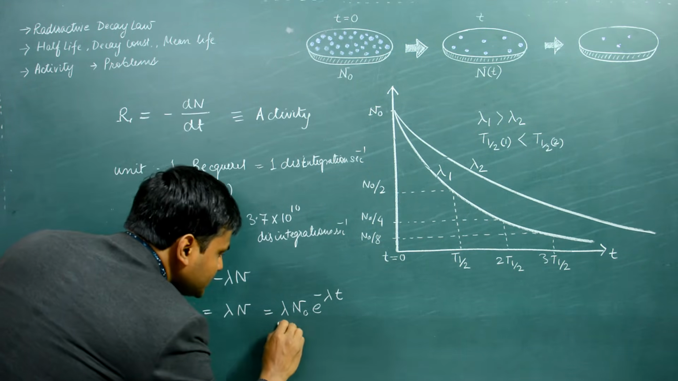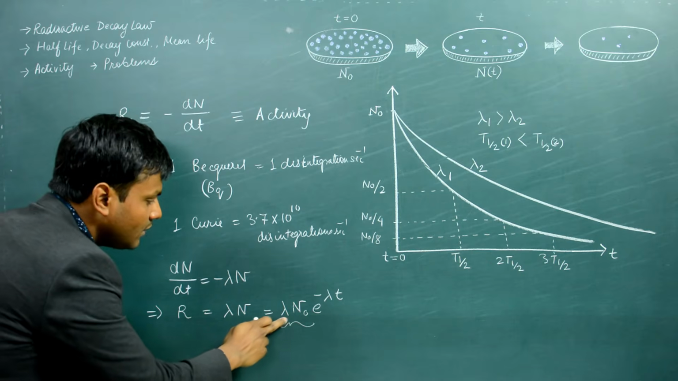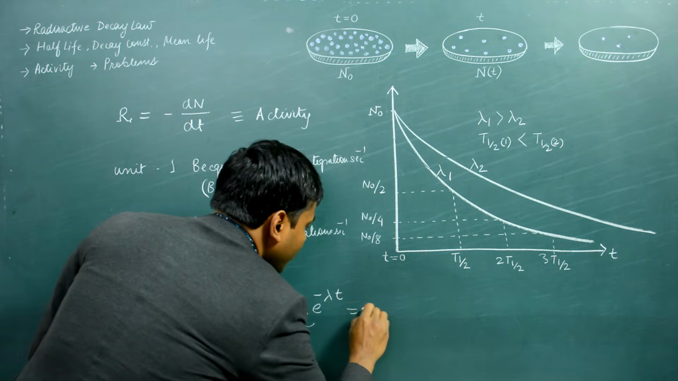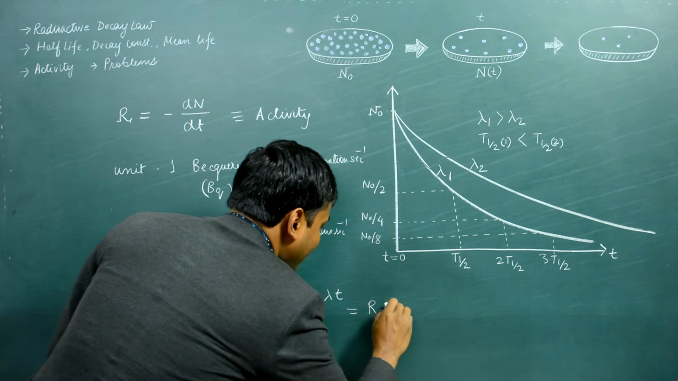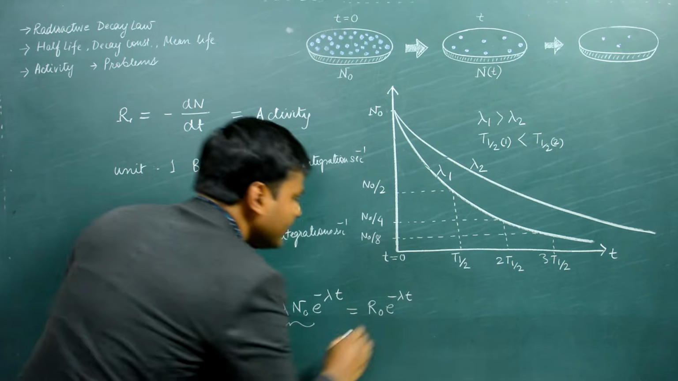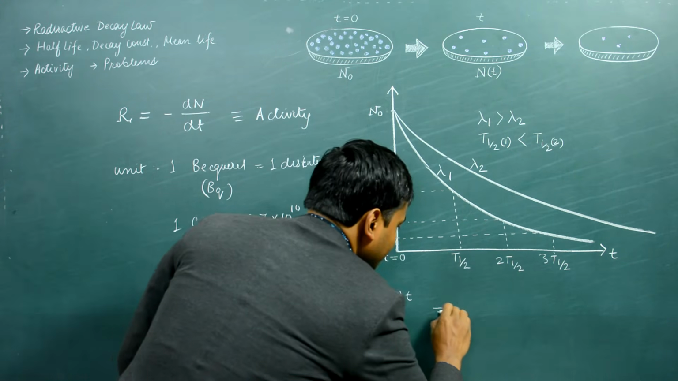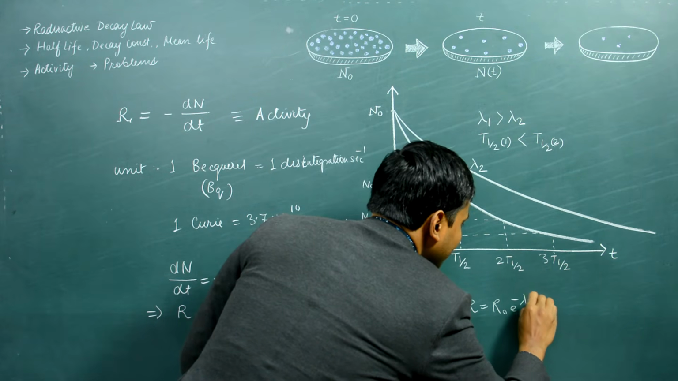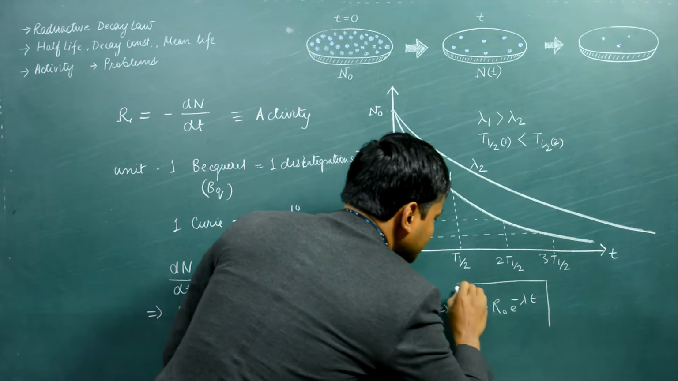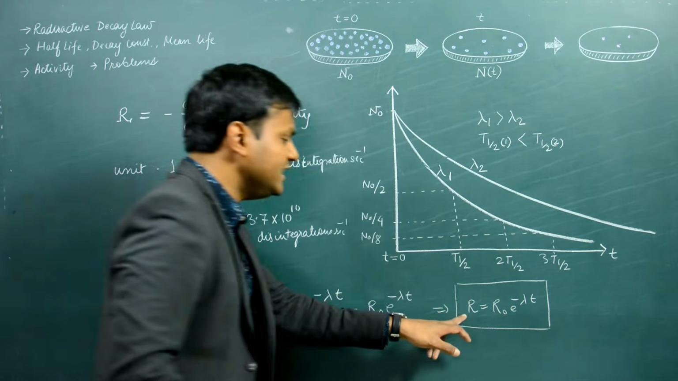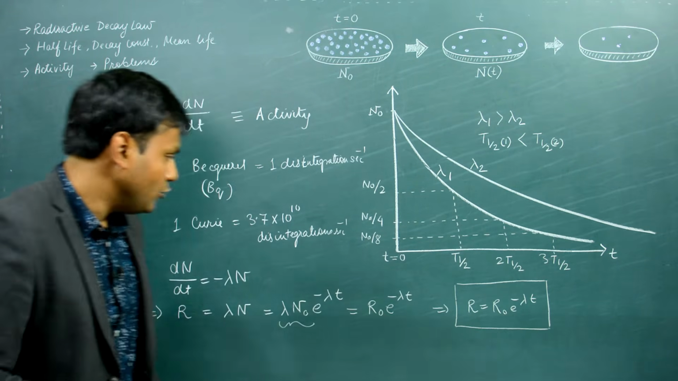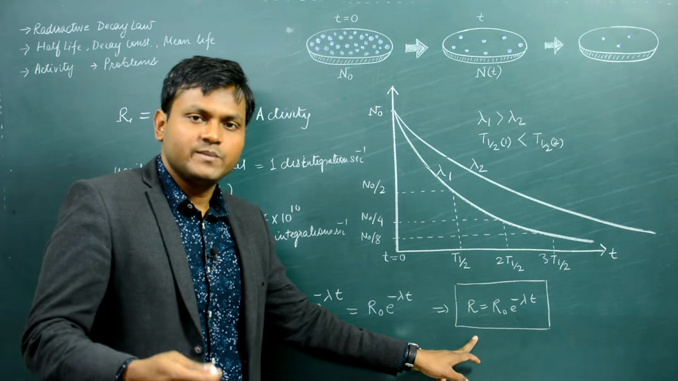Now I can define this particular quantity, the decay constant multiplied by the initial number of particles, as R0. Alright, so R0 is the activity at time t equal to 0. So this gives me an expression which is R is equal to R0 e to the power minus lambda t. R here gives us the activity at any given point in time, and R0 is the activity at time t equal to 0. So this is the radioactive decay law with respect to the activity.